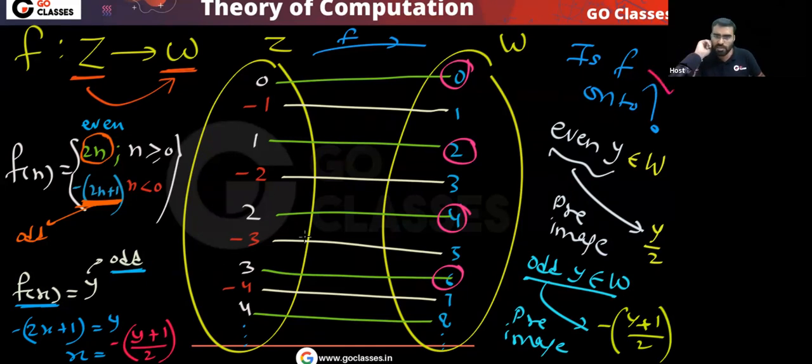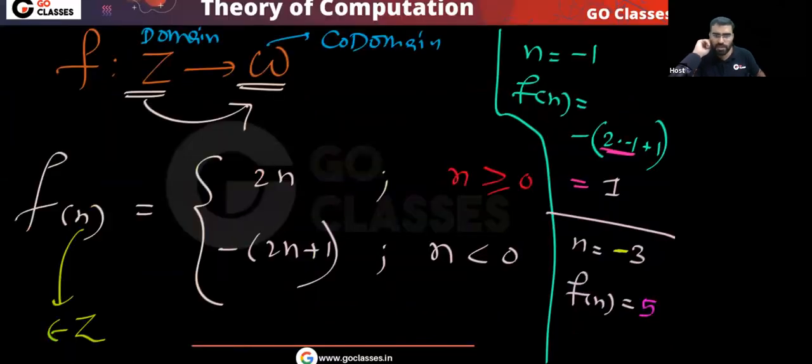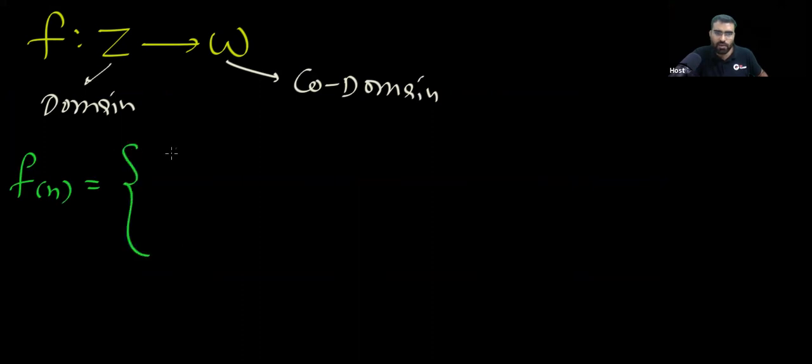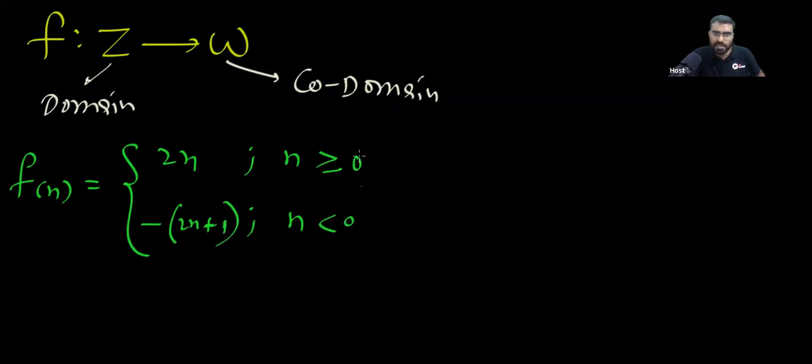See, this is not complicated. Please notice what I'm saying. You have an f from integers to whole numbers. Remember, this is your domain, this is your codomain. Just take your copy pen. Now, we are defining this function like this: f(n) is equal to 2n if n is greater than or equal to 0, and the image will be minus of 2n plus 1 if n is less than 0.